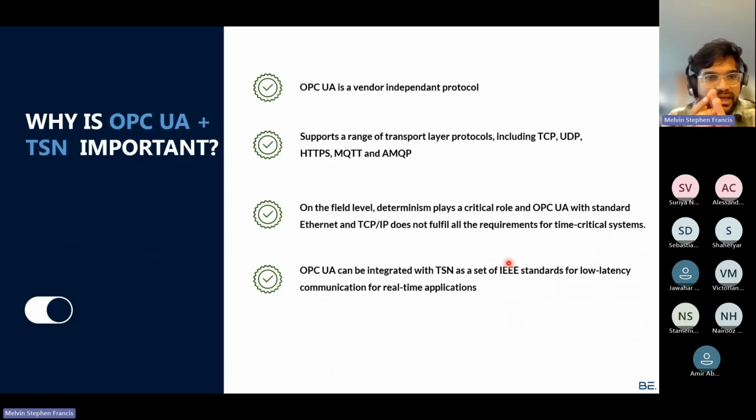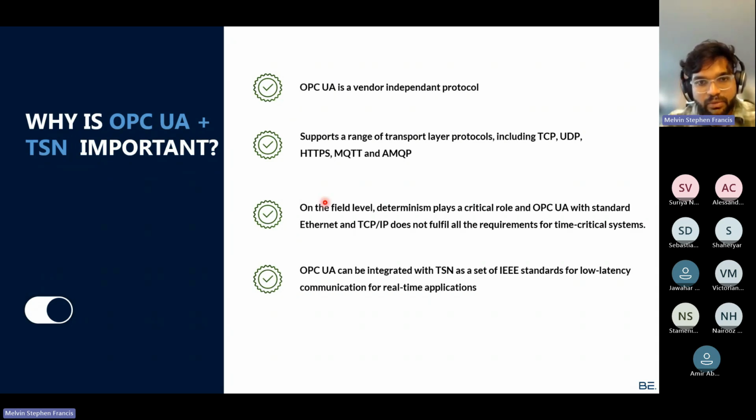So why OPC UA and TSN are important is because OPC UA is a vendor independent protocol that supports a range of transport layer protocols, including TCP, UDP, HTTPS, MQTT, and AMQP. This particular point is the cornerstone of today's webinar, and we will be going into detail about the capability of OPC UA here.